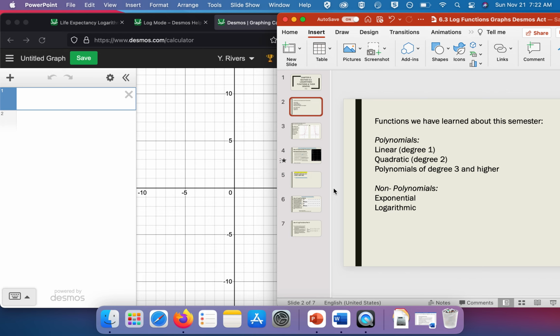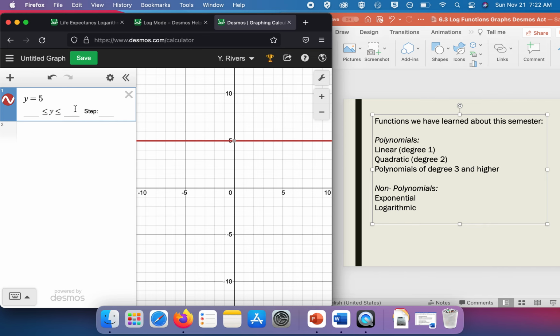Okay, so this is a quick video to show you how to do some regression in Desmos. Just to recap a tiny bit of what we've done this semester, we've learned about various types of polynomials. We started with linear functions, which are really degree 1 polynomials, or degree 0 in the case of our horizontal functions, y equals 5. So something like this. That's a nice constant function.